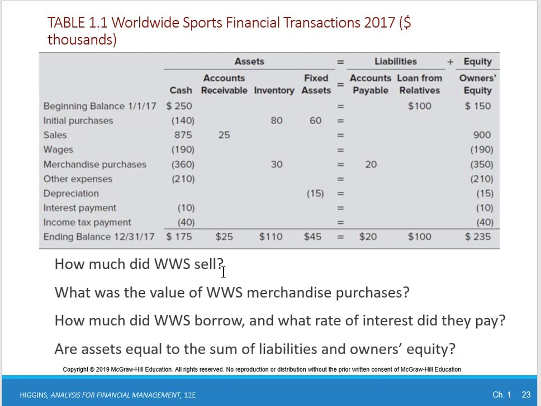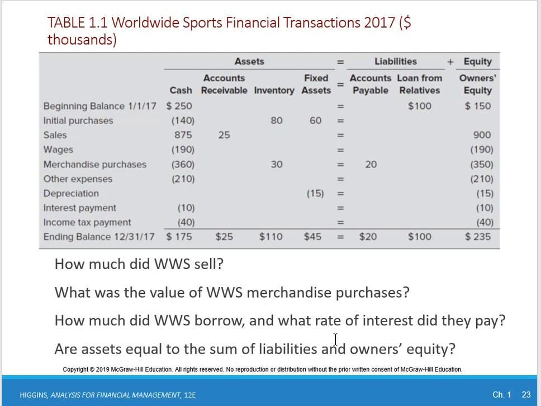So how much did they sell? They sold a total of $900. $875 in cash, $25 in accounts receivable or on credit. What was the value of their merchandise purchases? Well, they purchased $360 here, but they also purchased $140 up here. So their total merchandise purchases, right, was this $360. But their total purchases was $500.